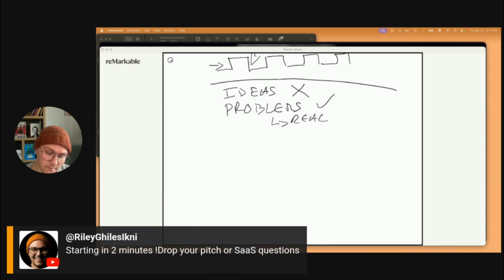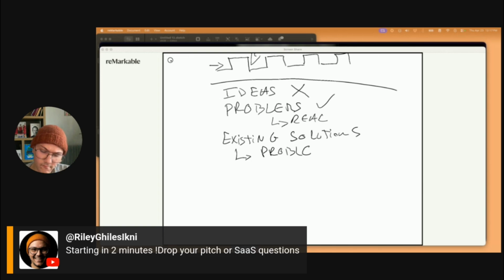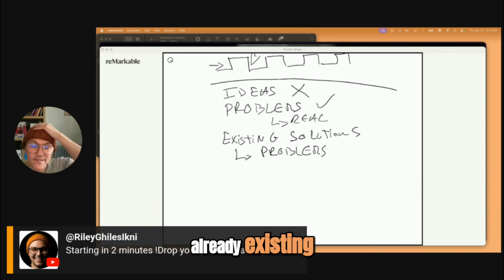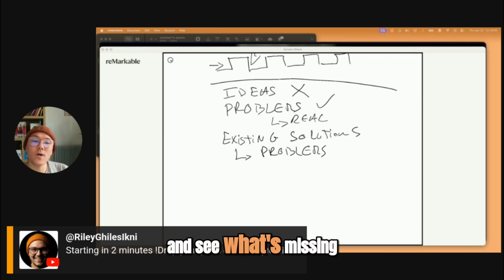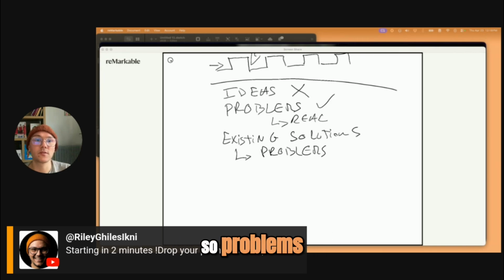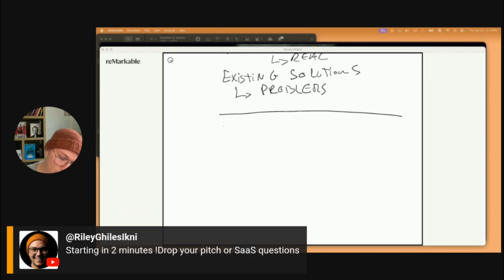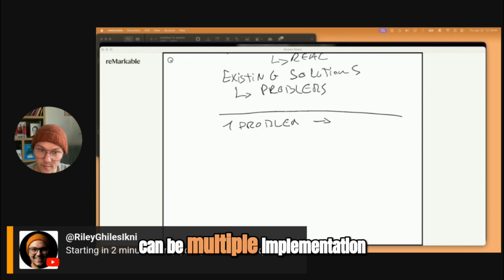The second thing is, you can have a look at existing solutions and see if those solutions have problems. So you can take a market that already exists, have a look at some of the products, and see what's missing, or what people are complaining about, so problems, and then position yourself with this. That is a big changer. Now, the other advantage of problems is that one problem can be multiple implementations.